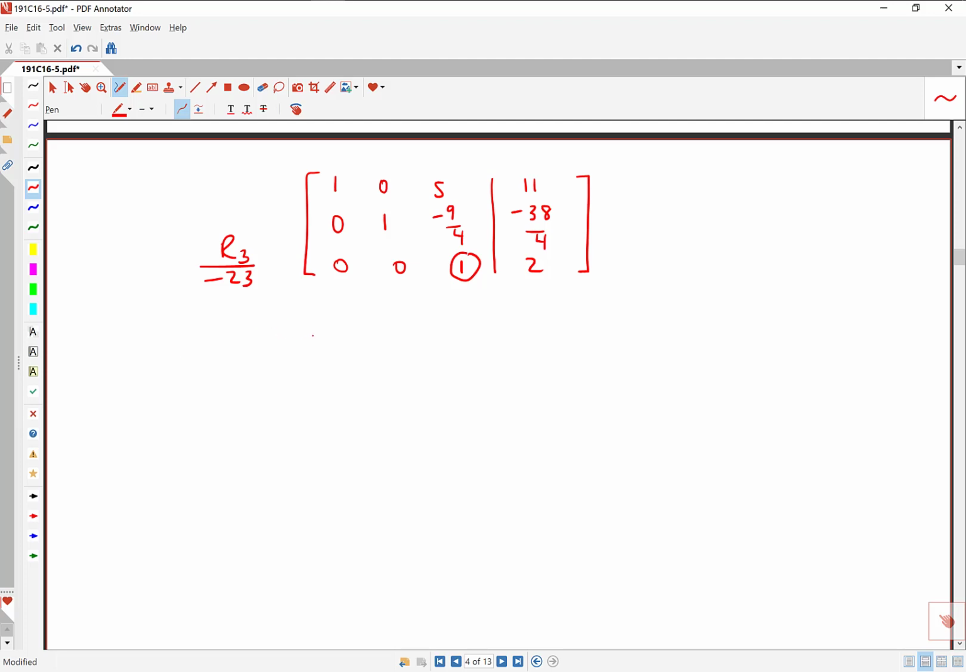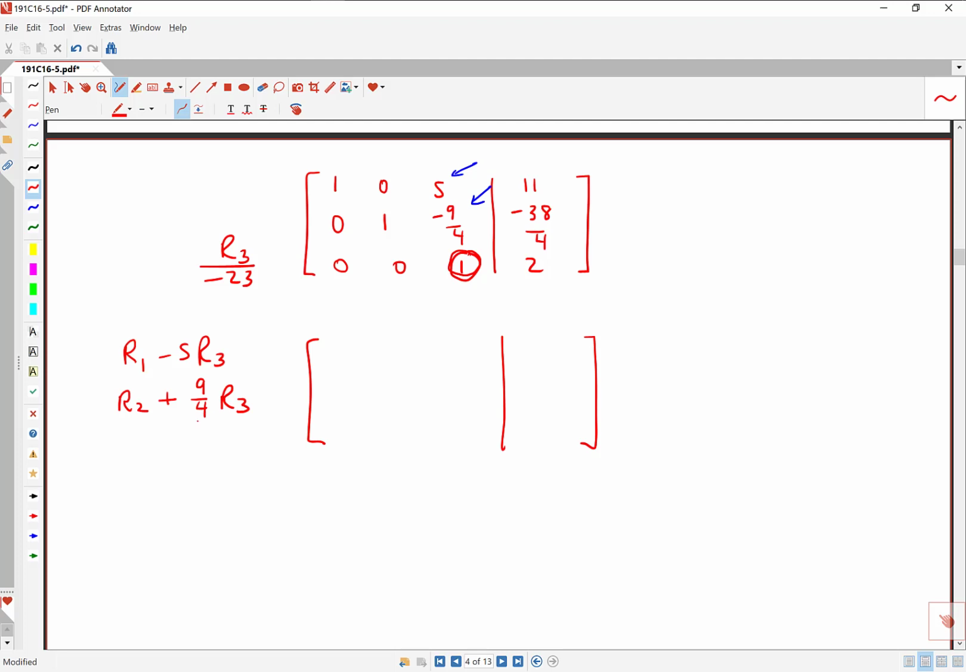And last thing we want to do is just get some zeros in that third column. So we want to get rid of the 5. And we want to get rid of the negative 9 quarters. So thinking about our operations, we would need to go row 1 minus 5 row 3. So it's current row minus the number that you're trying to eliminate times your pivot row. And our pivot row is row 3 because our 1 here is sitting in row 3. We would also need to do row 2 plus 9 quarters times row 3.